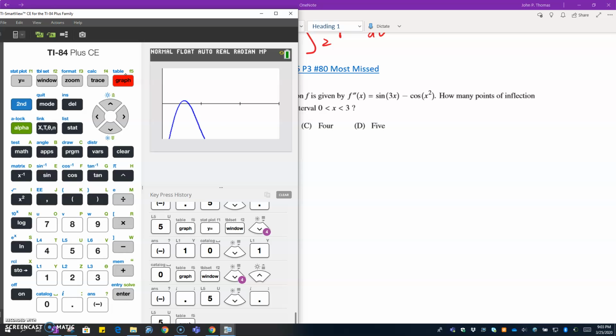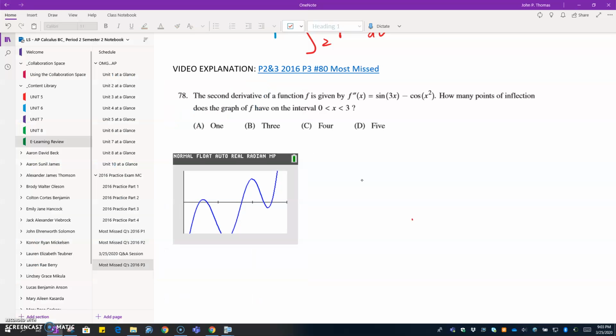All right, so now I go here, and I've got this graph. It's very clear. I've got one spot here, one spot here, one spot here, one here, and one here. So 1, 2, 3, 4, 5. 5 spots where the second derivative changes from positive to negative, and the second derivative equals 0 or is undefined. So that would be our correct answer for number 78. Hope that helps.